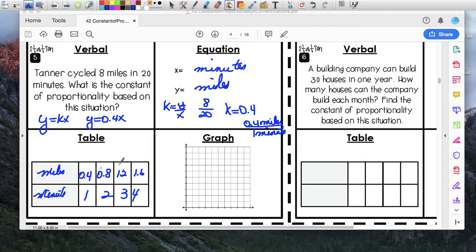Oh, so now we can graph this. So I'm going to get, let's see, 1, 2, space it out, 3, 4, and this is my minutes. This is going to be my miles. So we're going to go by 0.2, 0.4, 0.8, 1.2, 1.6, etc. So you can tell that it is proportional, right? Because it goes through the origin.